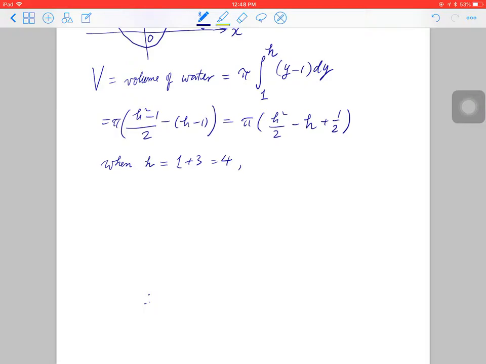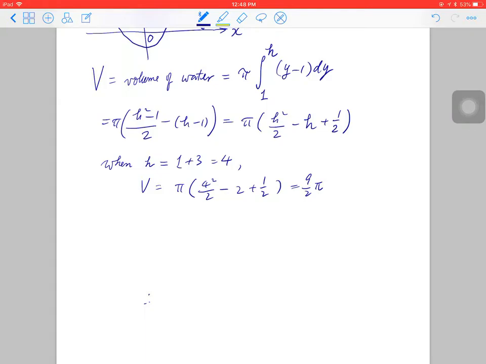So when H is 4, the volume of the water inside should be (4 squared minus 1) over 2, and then minus 2 plus 1 over 2. So it is 9 over 2 pi.